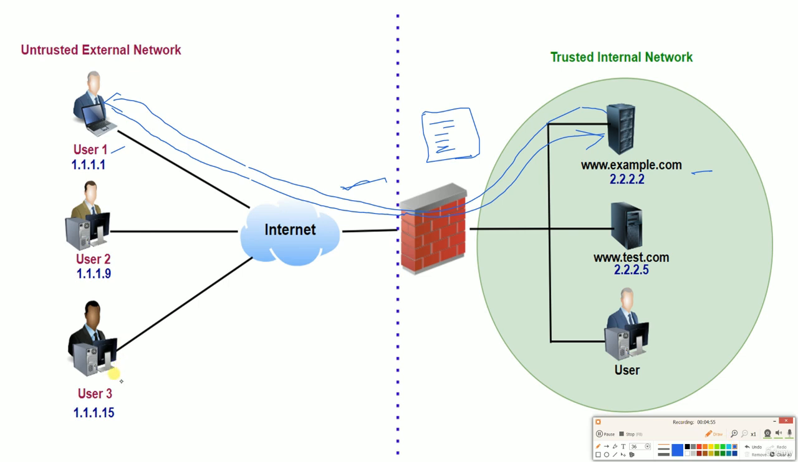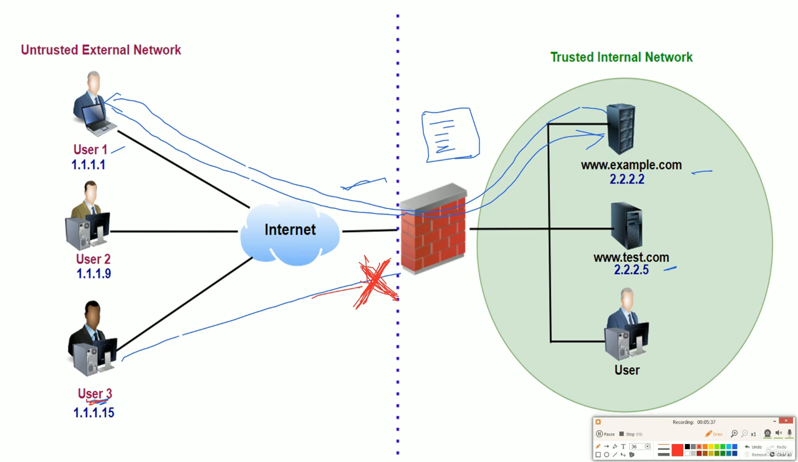However, let's consider that user 3 wants to connect to test.com, and his request comes through the firewall. If there is no valid rule to allow this user's traffic to access test.com, or if there is a rule to deny the traffic coming from user 3, in both cases this request will be denied, and he will not be connected to the application.